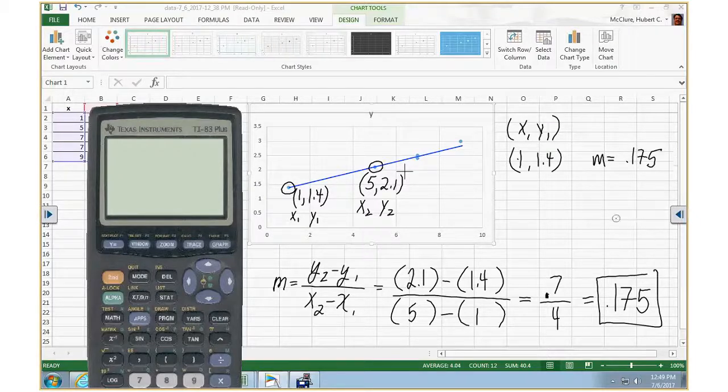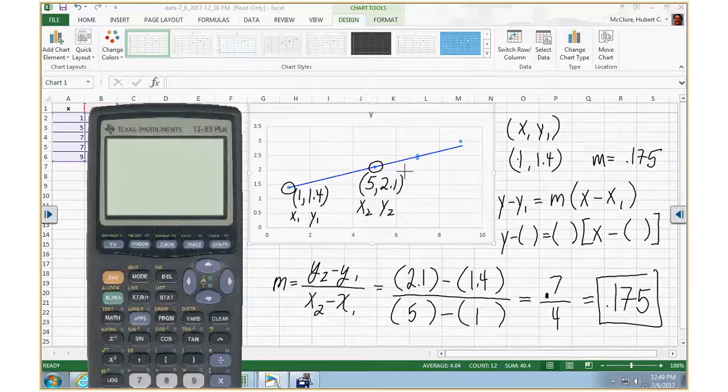So if I've got a point and a slope, what am I going to use? Point slope equation, Hubert. Y minus y sub 1 is equal to m times x minus x sub 1. Y minus parentheses is equal to parentheses times x minus parentheses. Now I'm going to erase this down here so we keep going.